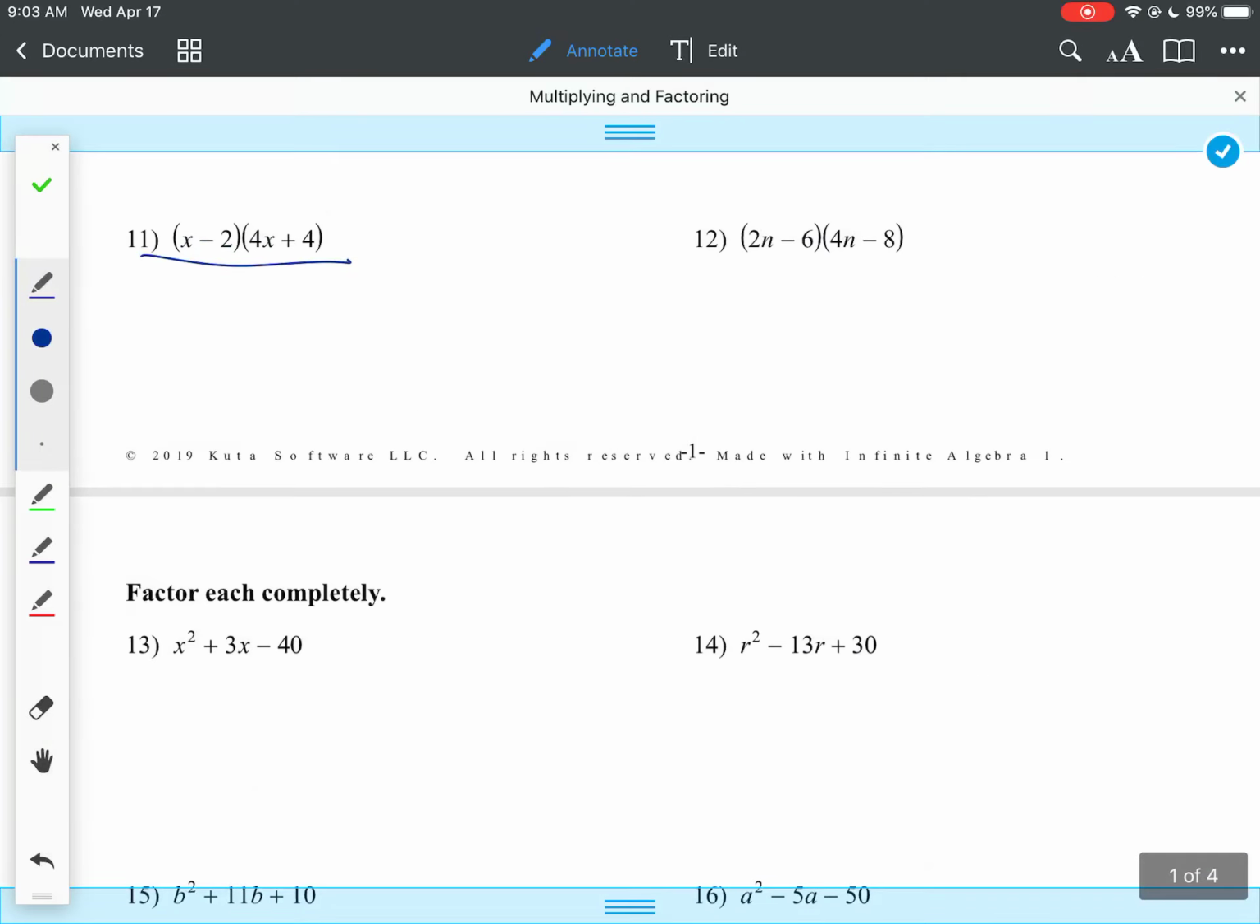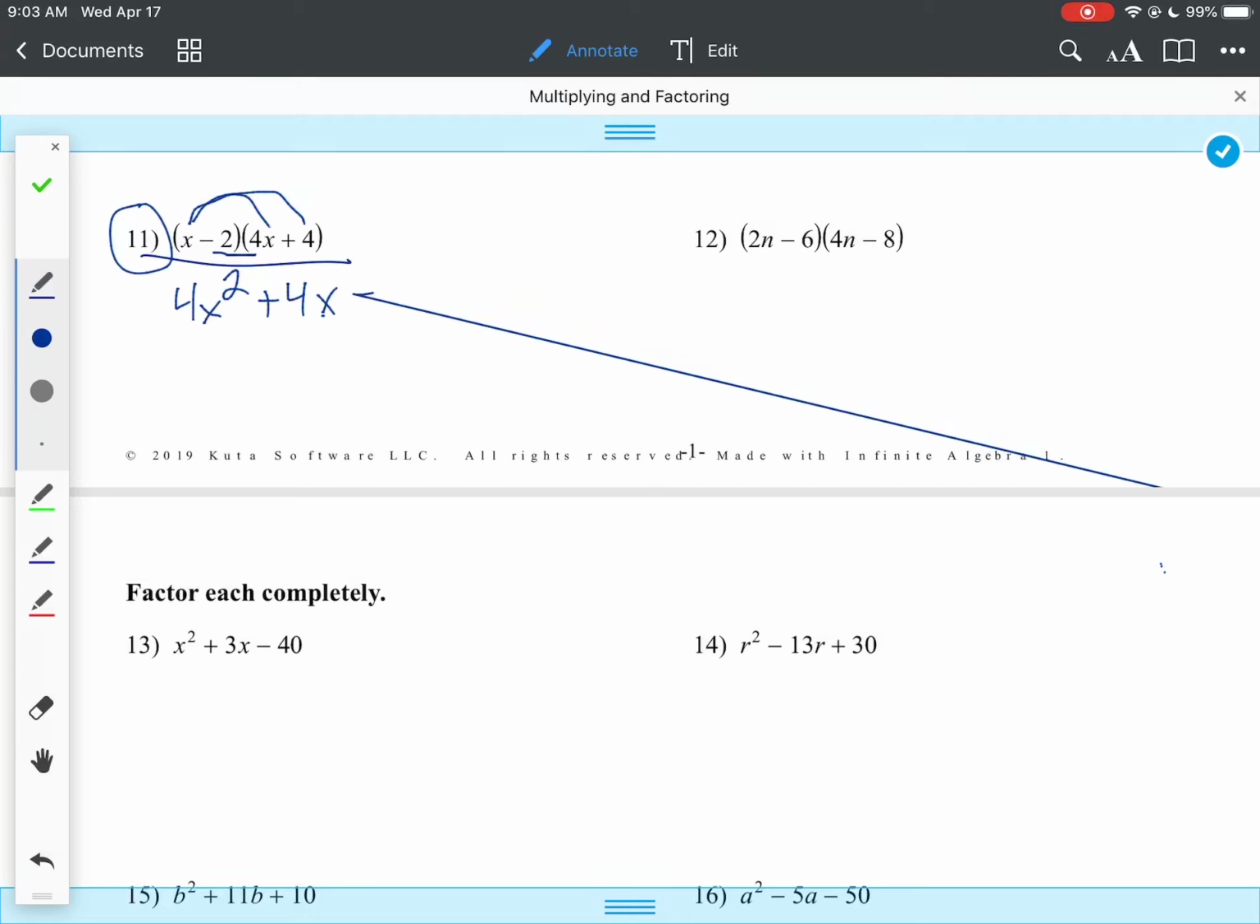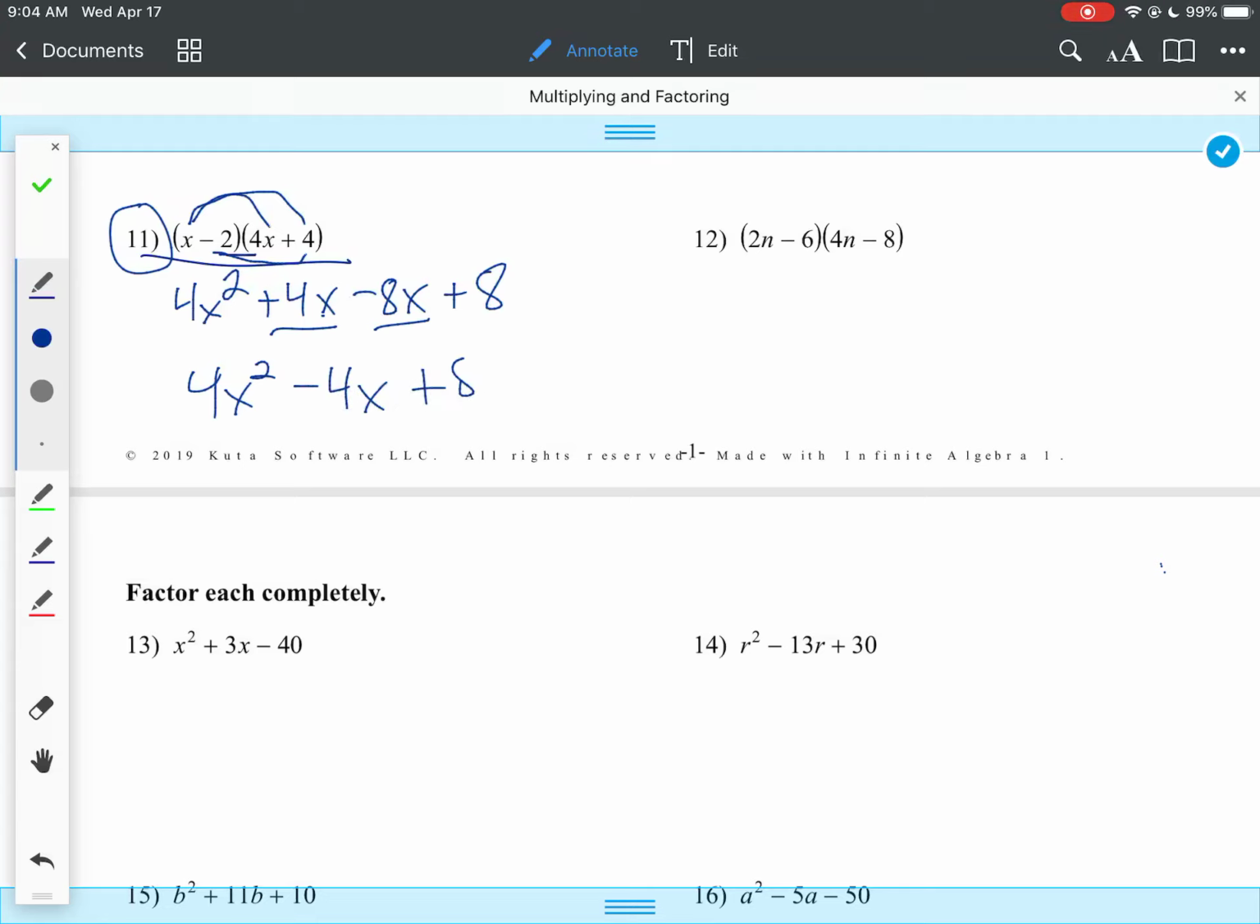So when we did problems like number 11, remember we did multiply those, so you get 4x squared, and multiply that, so you get 4x, and then you multiplied the negative 2 by everything, so negative 8x, and then negative 2 times 4, positive 8, and then we could combine the middle terms, so 4x squared, and then plus 4 minus 8 would be a negative 4x, and then a plus 8 in the end.